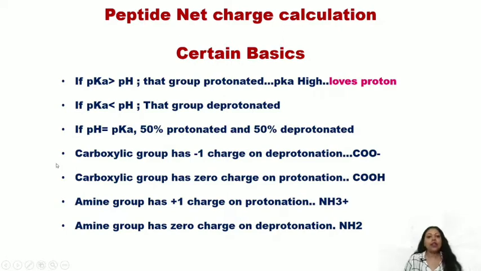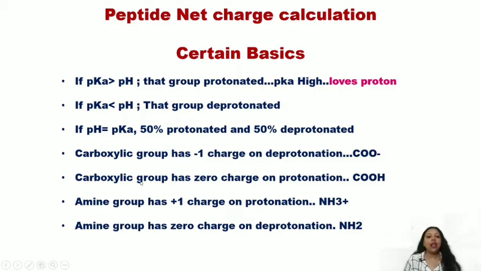Now, the question is, if pH is equal to pKa, if both the values are the same, then what will happen? In that case, half of the amino acid will be in protonated form and half will be in deprotonated form. We discussed this when we were discussing the titration of glycine.